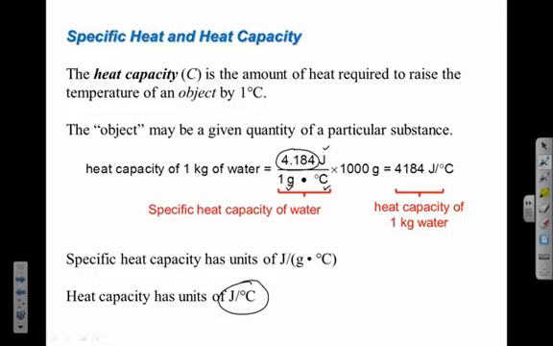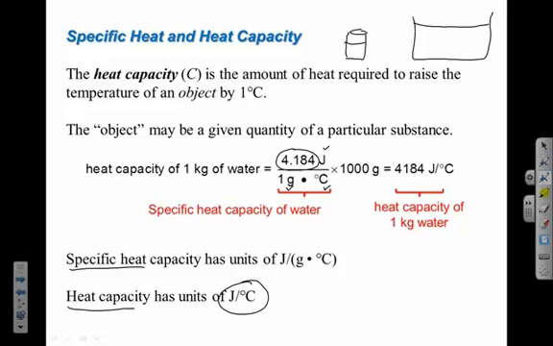So heat capacity and specific heat are very similar. They both measure how much of an energy change there is depending on how much of a temperature change there is. But heat capacity is not standardized for a specific quantity like specific heat is. So if I take a cup of water versus a huge tub of water, they will have different heat capacity.